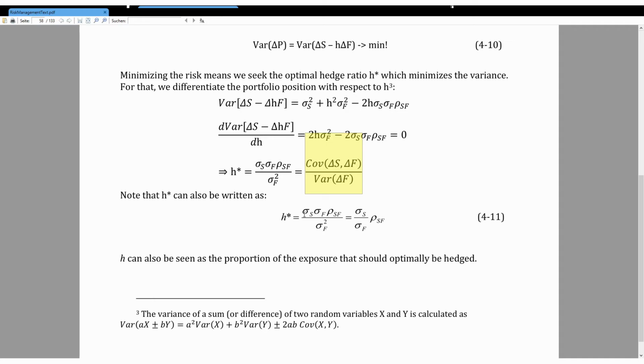It's nothing really new. Then we can cancel away one sigma F, because the covariance is actually this here. What is left over is that the optimal hedge ratio is the two volatilities divided by each other, multiplied with the correlation coefficient. That is our result for now. That is the optimal hedge ratio.